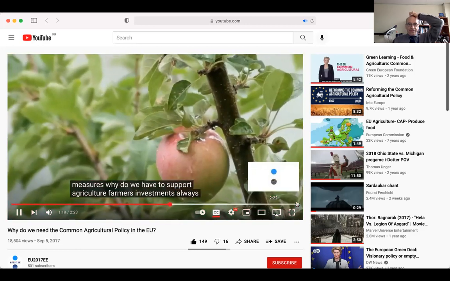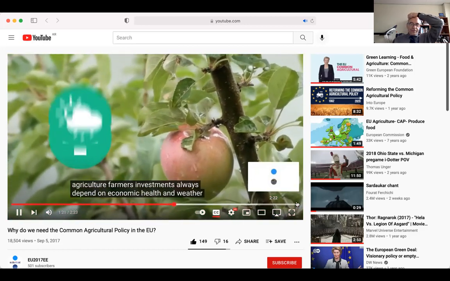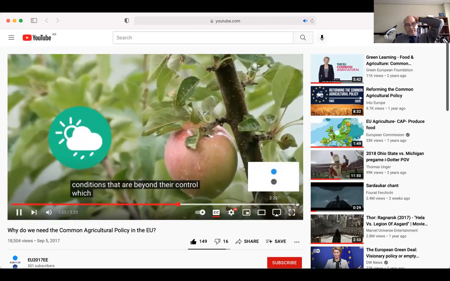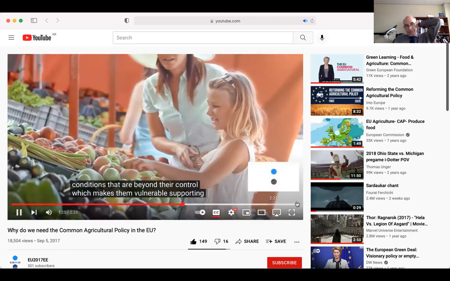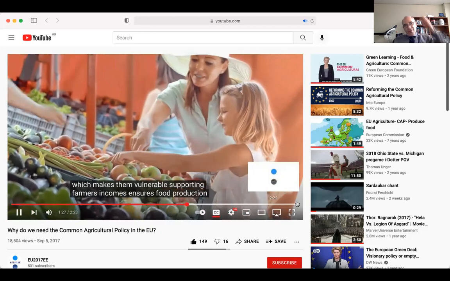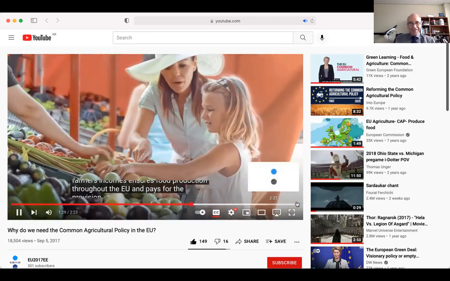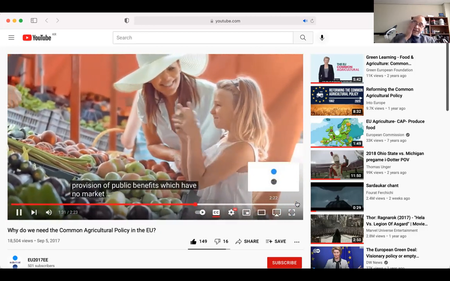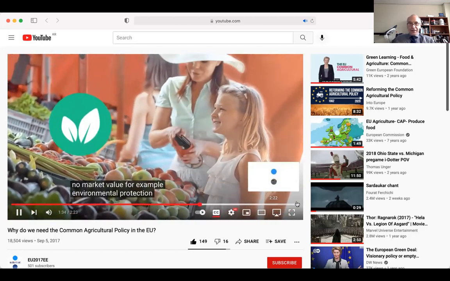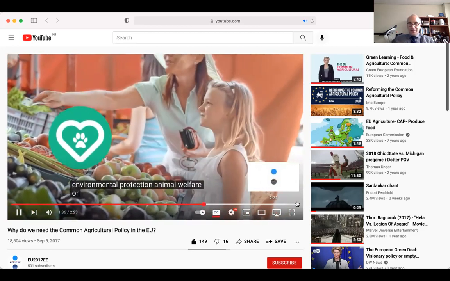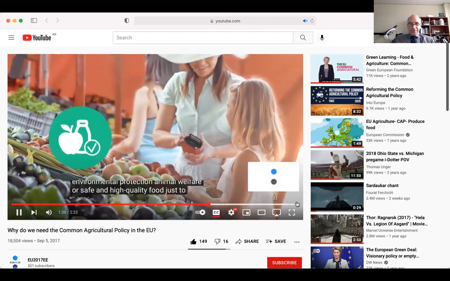Farmers' investments always depend on economic, health, and weather conditions that are beyond their control, which makes them vulnerable. Supporting farmers' incomes ensures food production throughout the EU and pays for the provision of public benefits which have no market value, for example, environmental protection, animal welfare, or safe and high-quality food, just to name a few.